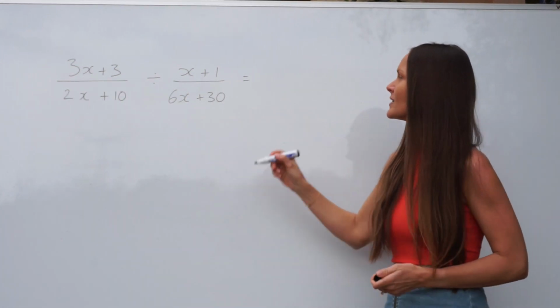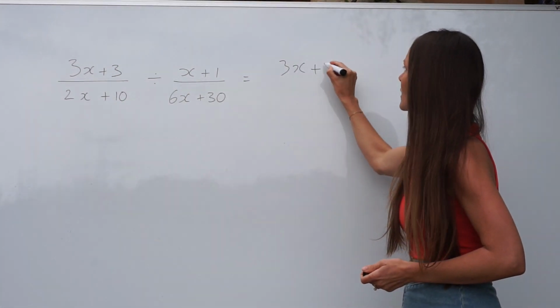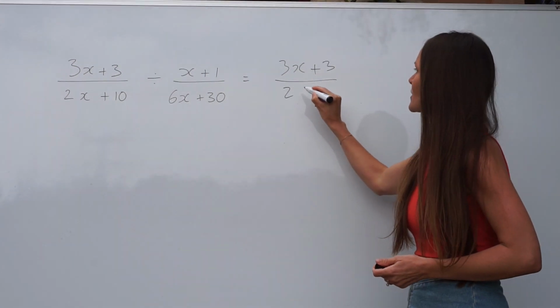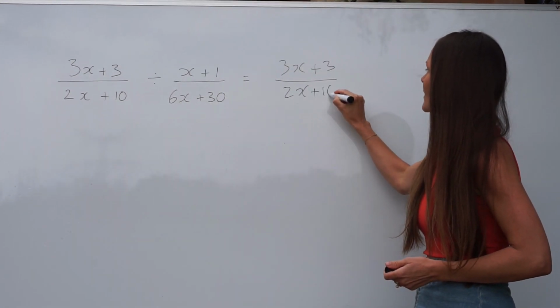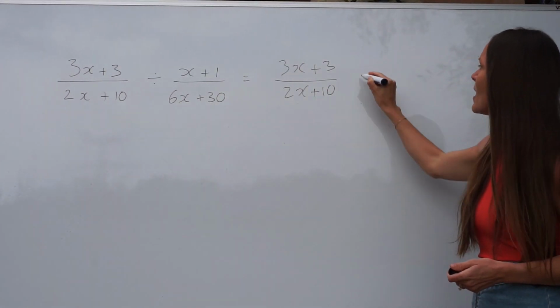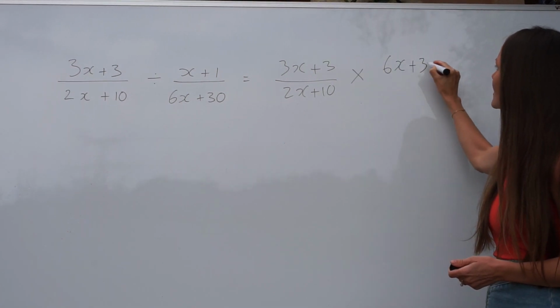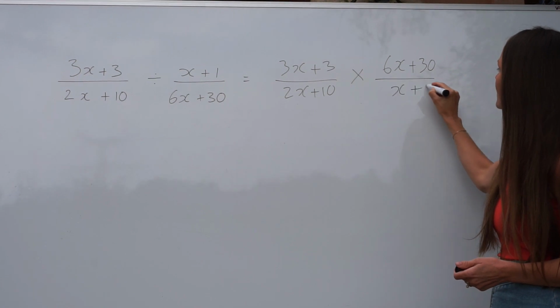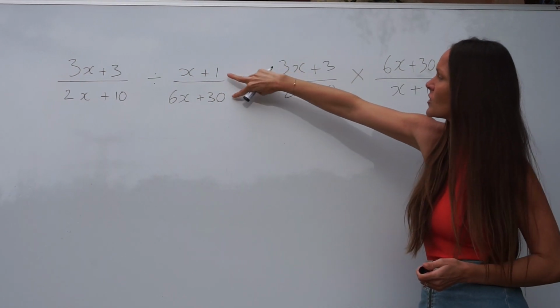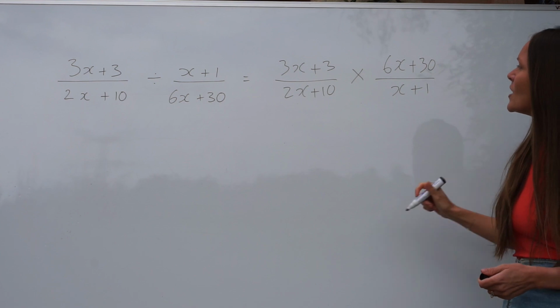So if I rewrite this question, it becomes 3x plus 3 over 2x plus 10. Okay, so the first fraction stays the same. Then multiply by 6x plus 30 over x plus 1. Okay, so this fraction, I've just switched it upside down.